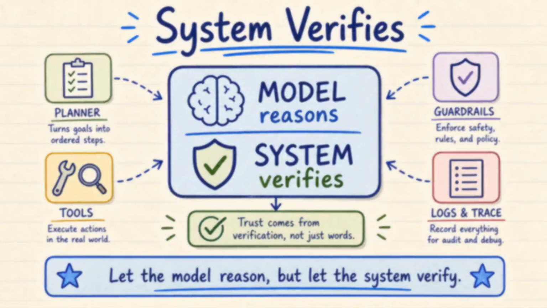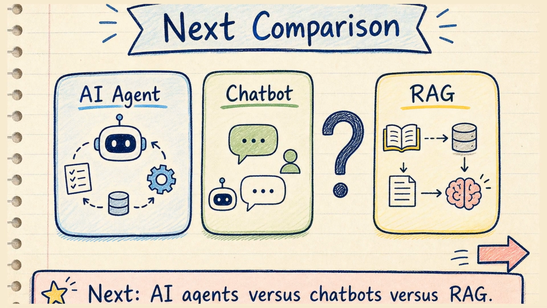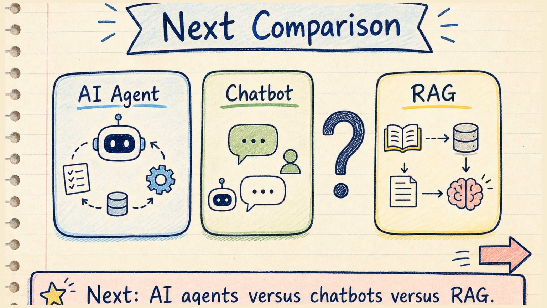Next, let's compare AI agents with chatbots and RAG systems, because those three ideas are constantly confused.